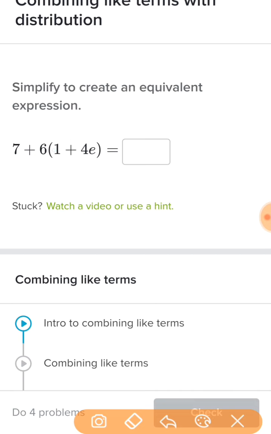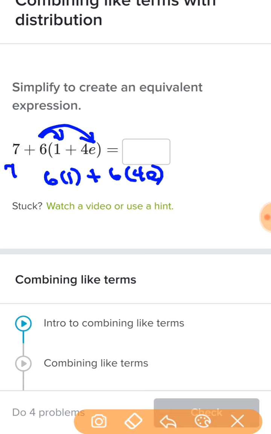So the first thing that I'm supposed to do following the order of operations is parentheses. So if I'm going to do parentheses first, since I can't add 1 and 4e, I have to distribute the 6 to the 1 and to the 4e. That basically means that 6 is being multiplied by 1 and 6 is being multiplied by 4e. So if I rewrote that portion, it would be 6 times 1 plus 6 times 4e. And since there was no math done with the 7, I bring down 7 plus. So 7 plus 6 times 1 plus 6 times 4e.